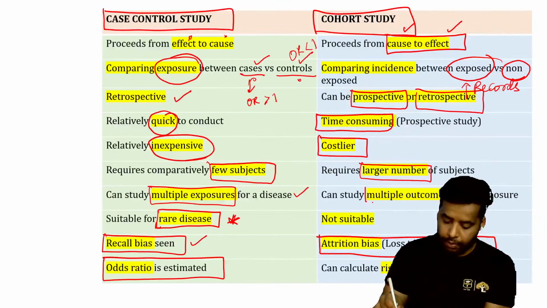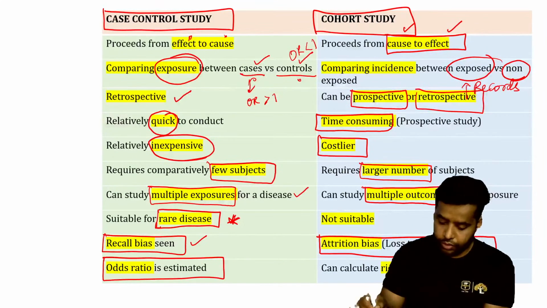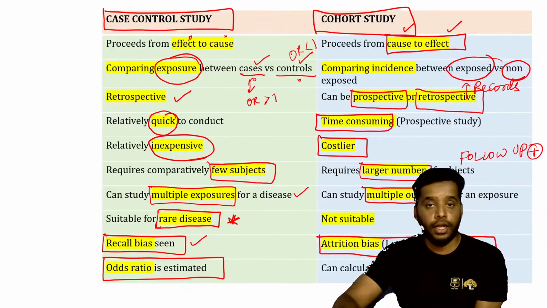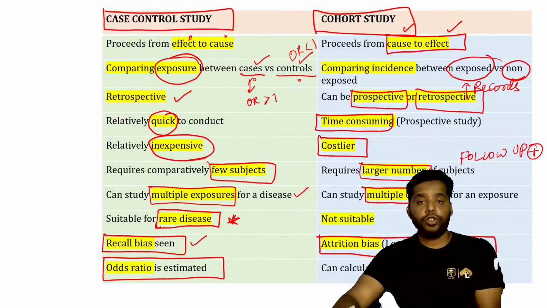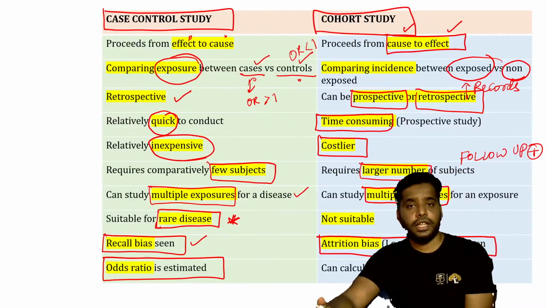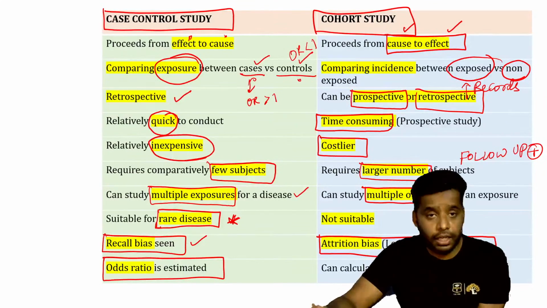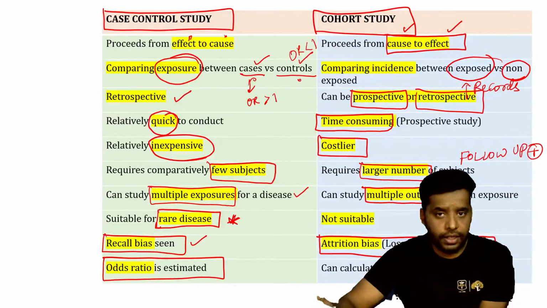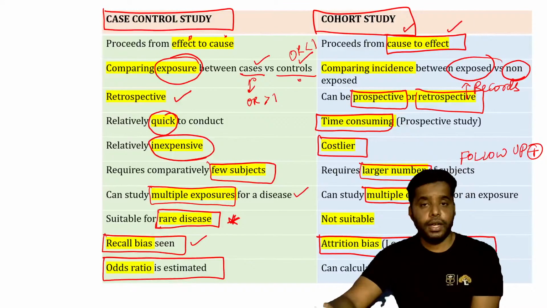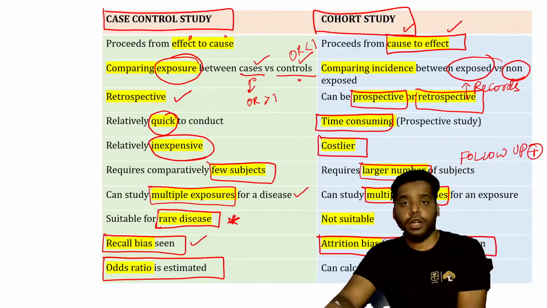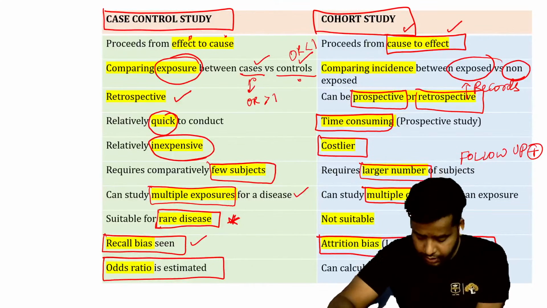So multiple outcomes you can study. The reason is follow-up is being done. Since you are doing follow-up, multiple outcomes can be studied. Like if I start with smokers, smokers can develop lung cancer, bladder cancer, esophageal cancer. Like that, I can study multiple outcomes. Once you're doing follow-up, only then can we study multiple outcomes. But multiple exposures can be studied in case control study. Multiple outcomes are studied in cohort study.